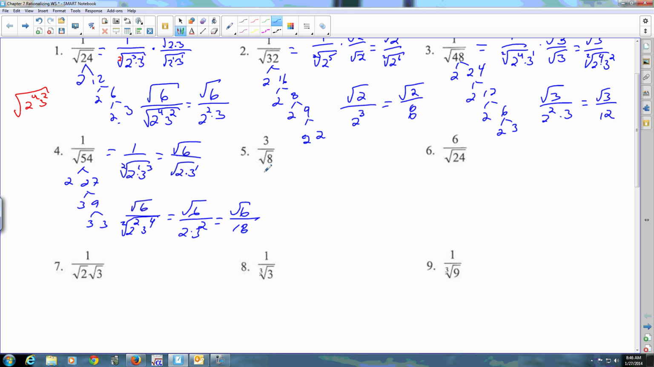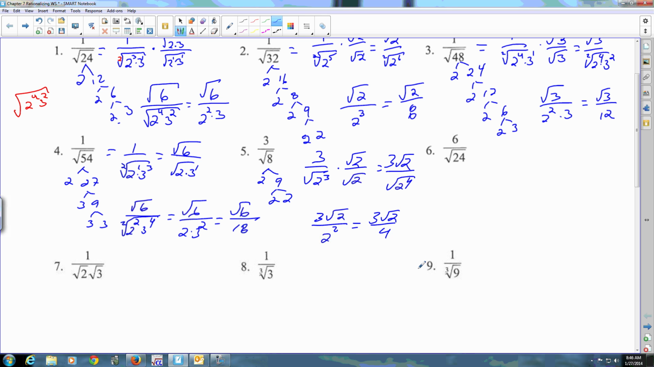Okay. Prime factor 8: 2 and 4. Sorry, the 4 closed again. It's 3 over 2 cubed. So I need a single 2. I hope you're starting to get the hang of this. 3 square roots of 2 over 2 to the 4th. So that becomes 3 square roots of 2 over 2 squared. You guys are welcome to leave it as 2 squared, or you can write 4.